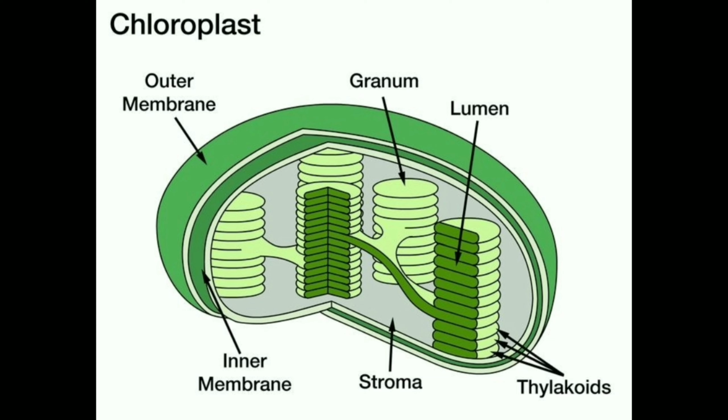Coming to the fifth one, that is plastids. Actually, plastids are of three types. The first one, chromoplast, which is colored, the second one, leucoplast, which is colorless, and the third one, chloroplast, which is green colored. Now, let's discuss chloroplast.